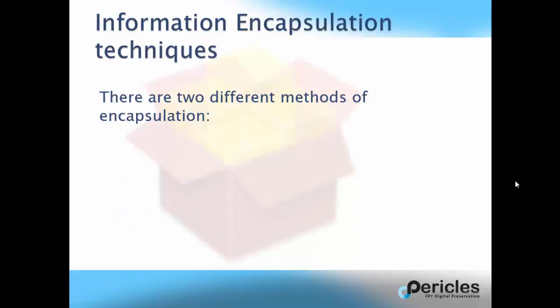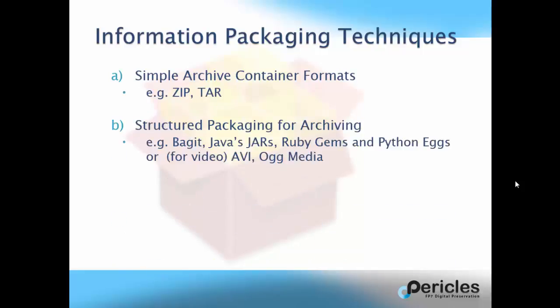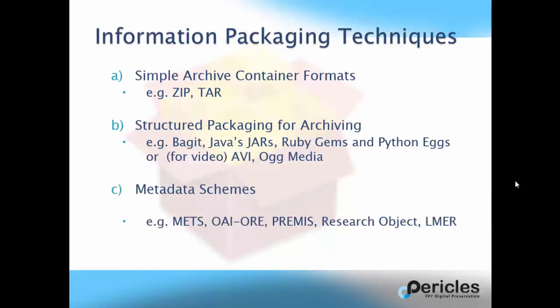There are two main types of encapsulation: packaging techniques and embedding techniques. Information packaging is carried out with, for example, simple archive container formats such as zip or tar, structured packaging for archiving such as BagIt or AVI for video, and metadata schemas such as METS or PREMIS.